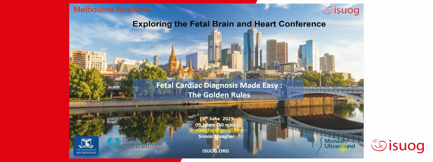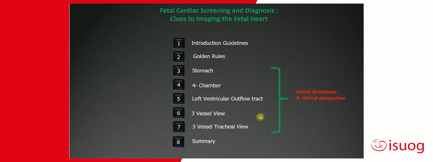Next talk is Fetal Cardiac Diagnosis Made Easy, the Golden Rules. The talk is divided into an introduction and guidelines, where I essentially cover the issue of guidelines and compartmentalize cardiac anomalies. And then I go to the Golden Rules, which are simple practical tips to aid in cardiac imaging and diagnosis. And then I go through section by section showing anomalies in these individual sections that you may pick up.